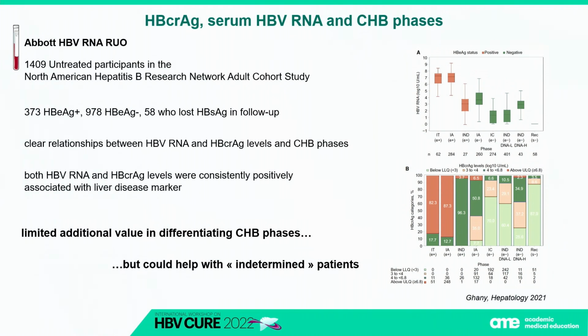So to finish, I would like to show you this study where Gainey and colleagues analyze correlated antigen and serum HBV RNA with the Abbott test and CHB phases in the North American Hepatitis B Research Network adult cohort study in 1,400 patients, and they show the clear relationship between these markers and chronic hepatitis B phases, and both markers were also consistently correlated with the liver disease marker.